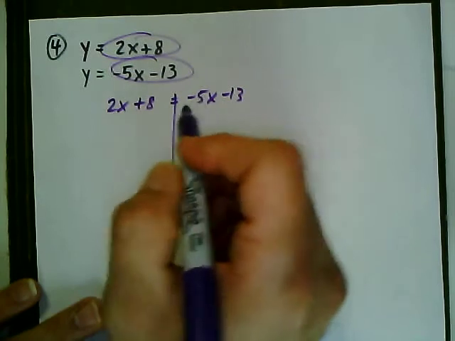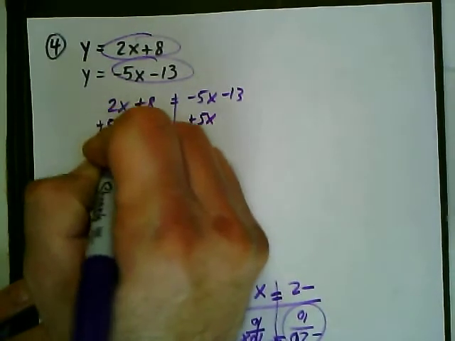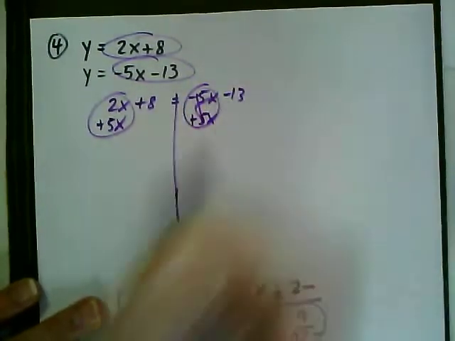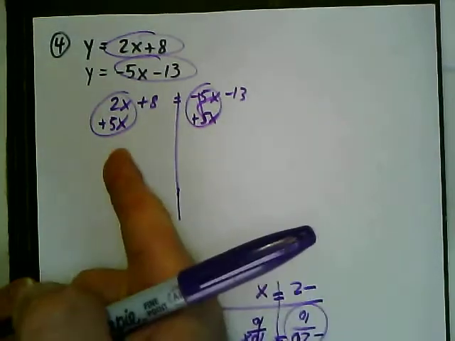No distribute, no combine like terms. Get rid of the lowest extra variable. I like to do the 5x. I don't have to deal with that negative. If I do the higher one, I'm going to deal with the negative all the way around, because I would have negative 7 over here instead of 7x.